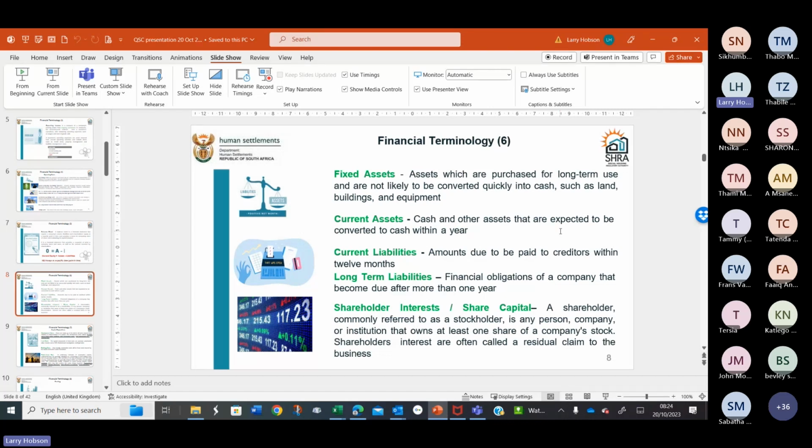Okay, so in your balance sheet, we've got fixed assets, which are long-term assets, like buildings, for instance.